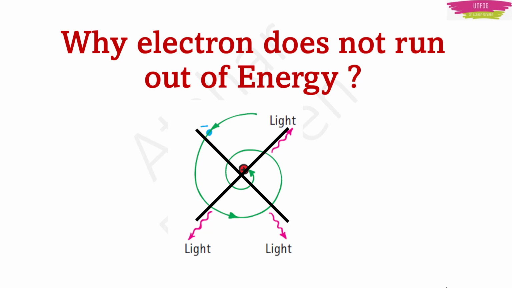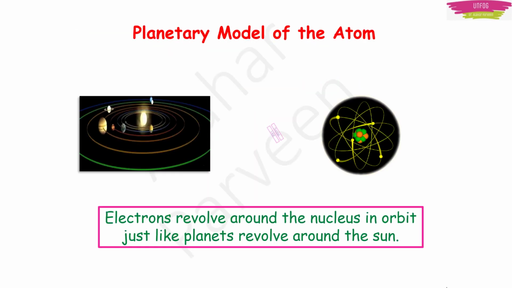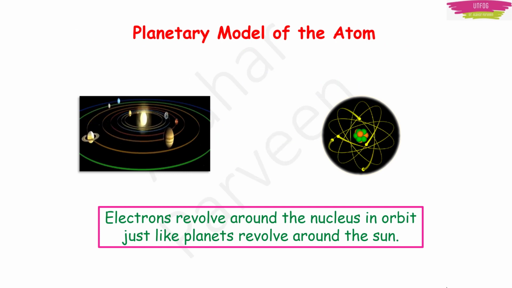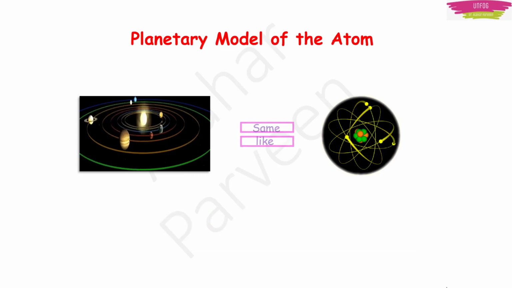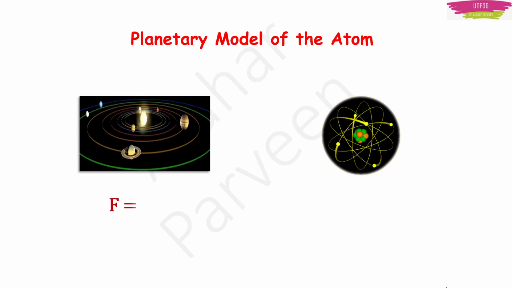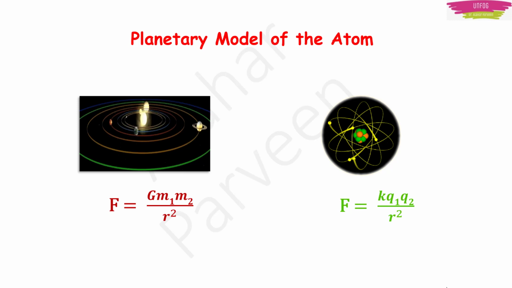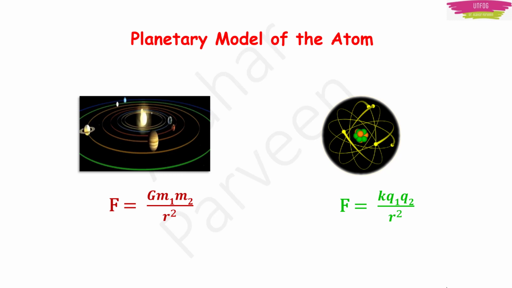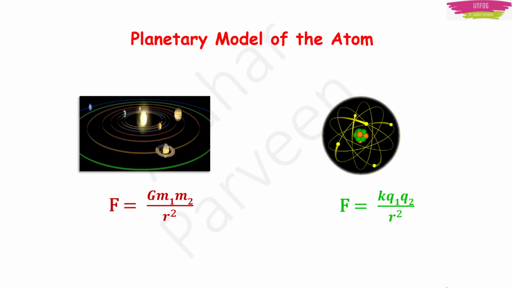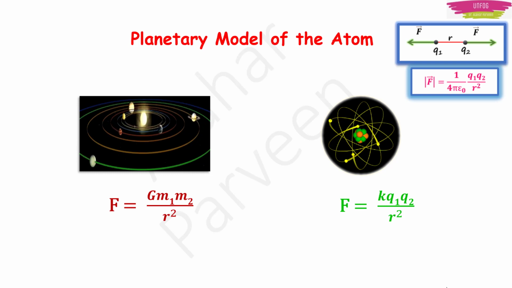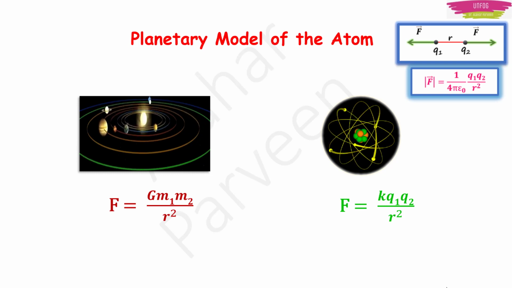Now the answer to this question was given by Rutherford's student, another student named Niels Bohr. He came up with his planetary model of the atom. According to him, electrons revolve around the nucleus in orbits, just like planets revolve around the sun. And then he told that we have this gravitational force in the planetary system. Like that only, there is another force which is analogous to this gravitational force. The other force between electrons and the nucleus is called the electrostatic force.